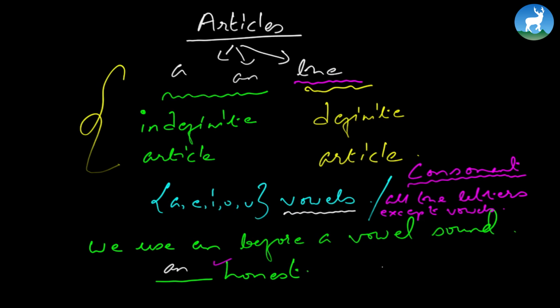This is the first use of an. How we use it before the vowel sound. Now, having said that, on the other hand, let's move further. The A is used before the consonant sound. Now, for instance, let's say we've got one of the examples here.